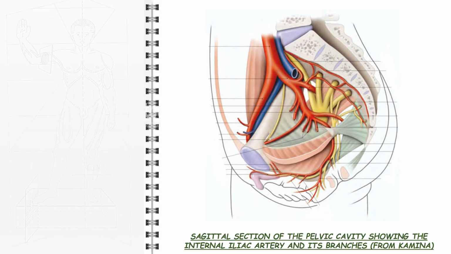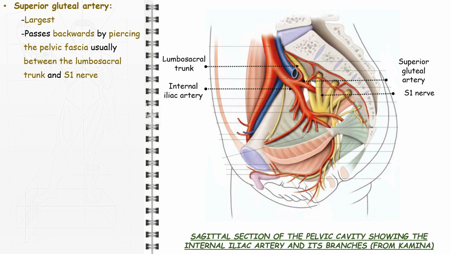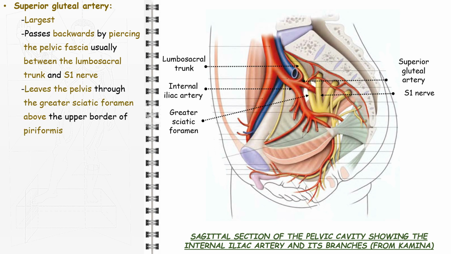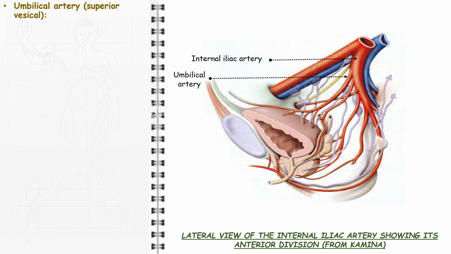The superior gluteal artery, the largest of all the branches of the internal iliac, passes backwards by piercing the pelvic fascia usually between the lumbosacral trunk and S1 nerve, and leaves the pelvis through the greater sciatic foramen above the upper border of piriformis. The superior vesical artery is usually the highest anterior branch of the internal iliac and is the persistent patent proximal part of the fetal umbilical artery.